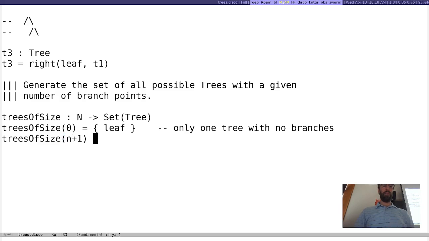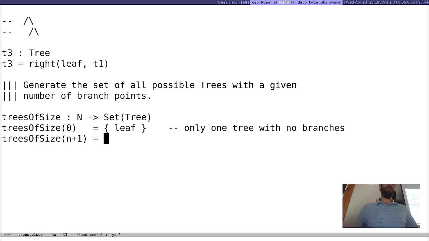Okay, now, if I have n plus 1, well, I'm going to have a branch point at the top to start. So that's 1. And then I claim, here's how we're going to do this. Think about the 2 subtrees of that top branch point. If there's going to be n plus 1 branch points total, there's one at the top, and then there has to be n somewhere else.